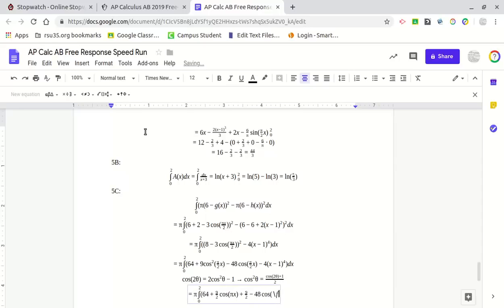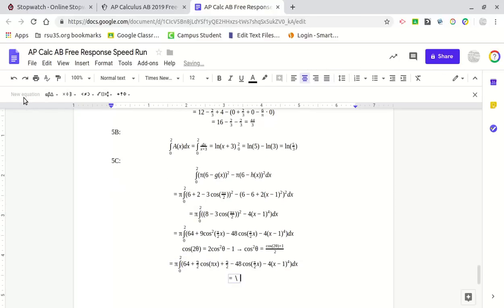Minus 48 cosine of pi over 2x minus 4x minus 1 to the 4th. I really hope I'm not making an arithmetic mistake here. Equals pi times 64x plus 9 over 2 pi sine of pi x plus 9 halves x minus, wait, actually 96 over pi sine of pi over 2x minus 4/5 x minus 1 to the 5th. Isn't that just a great integral?